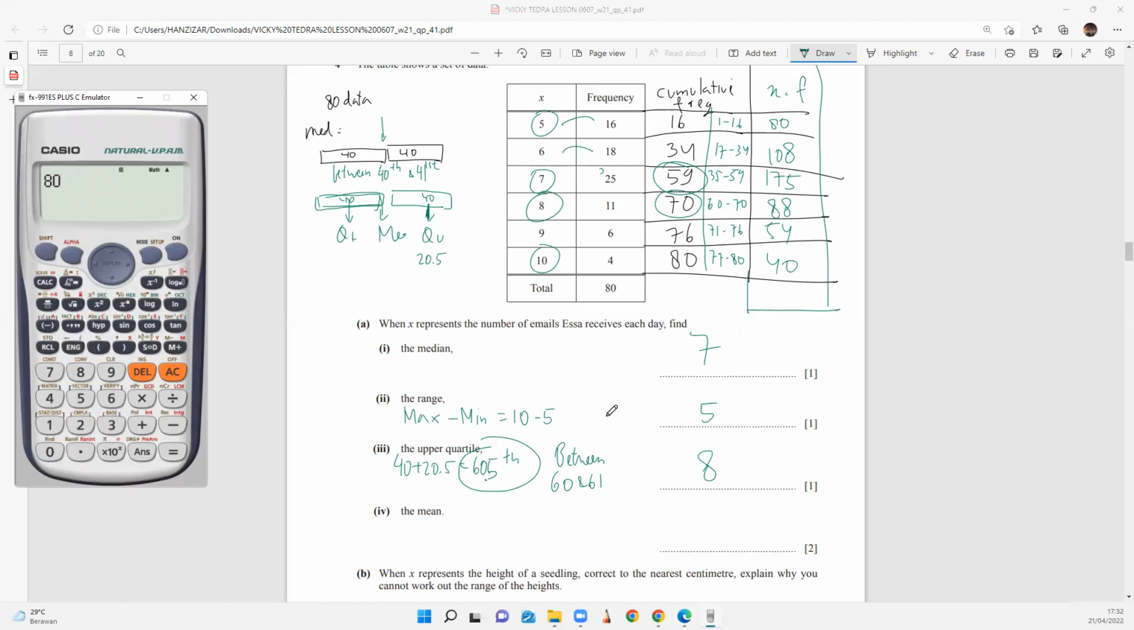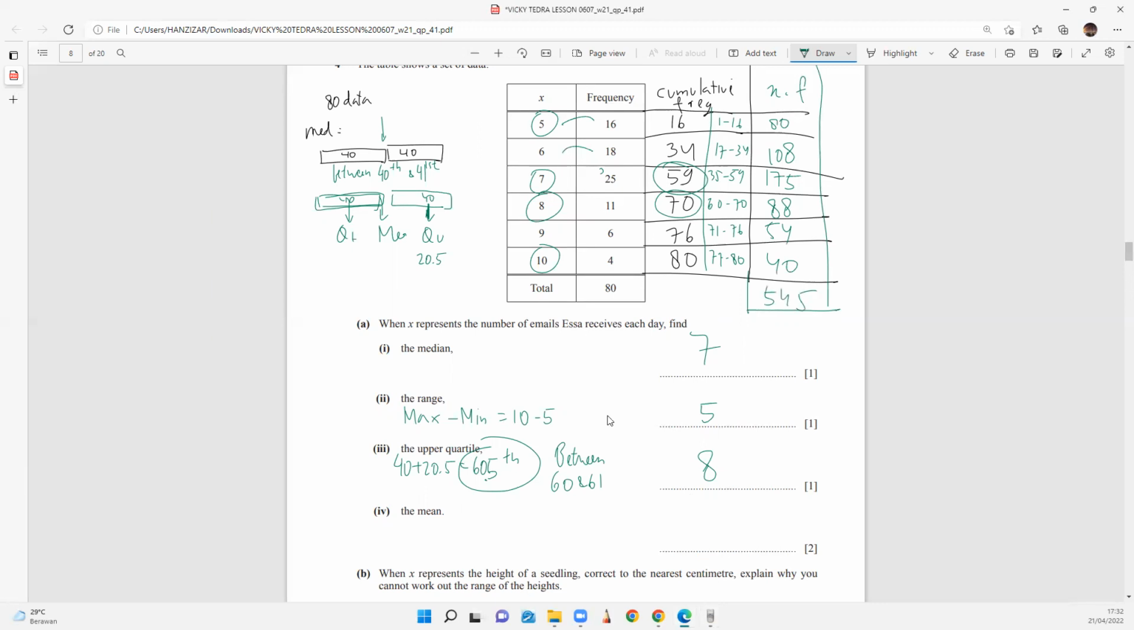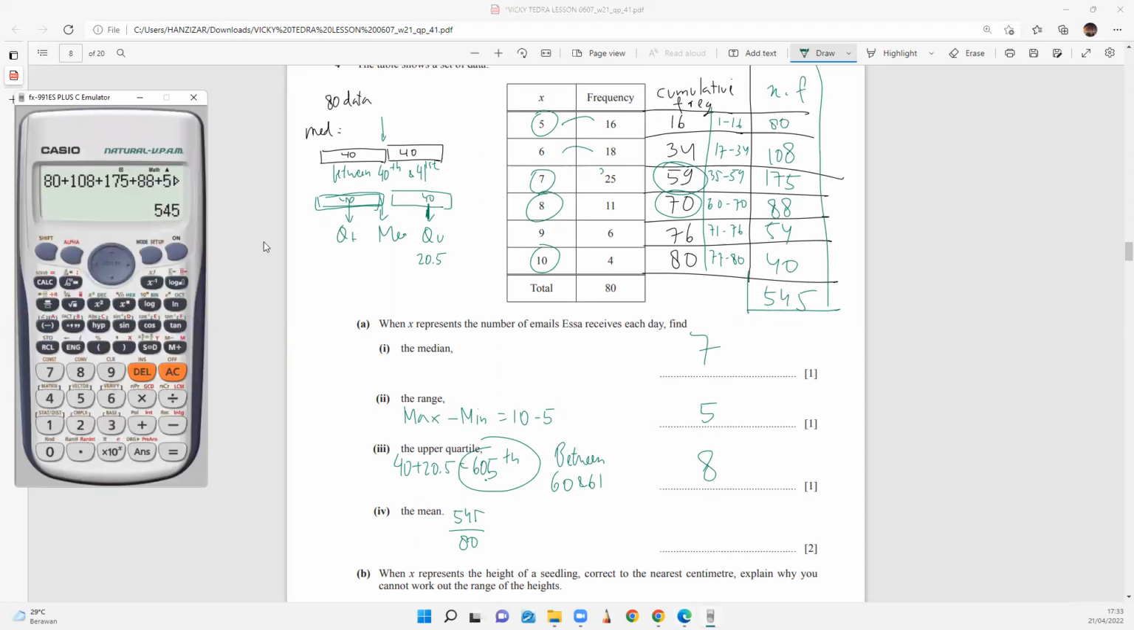80, 108, 175, 88, 54, 40, right? And you get 545. So the mean will be 545 divided by 80, as simple as that. Okay, the total number divided by the amount of data. So the answer will be 6.81.